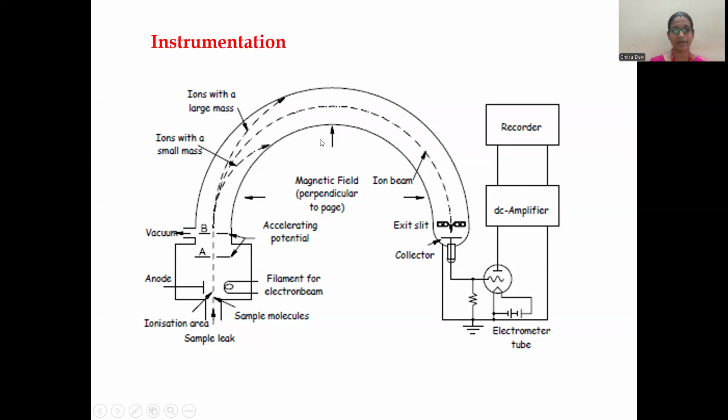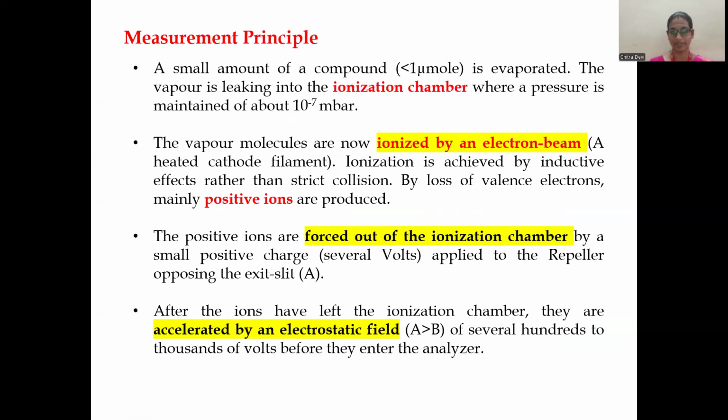Here a strong electromagnetic field is applied. You can see different curved paths, which depend on the mass of the compound. If the mass of the ion is small, the curvature of the path is very small at first; then, according to the mass to charge ratio, the path differs. Finally it reaches the collector, and the detector analyzes it and produces a signal. Then the major principle: the amount of sample used in mass spectrometry is very, very small.